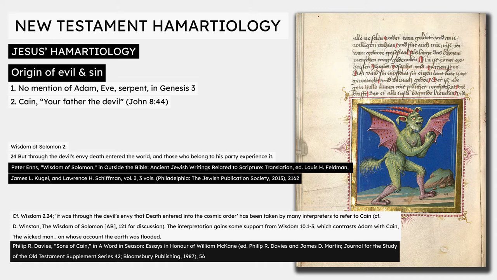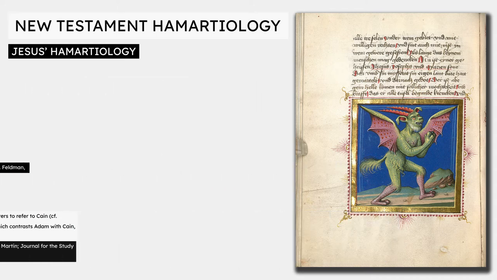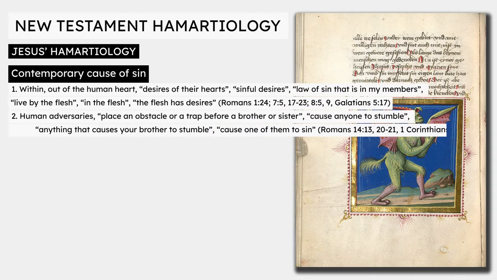I'll return to this passage in the next video, but for now, it's sufficient to point out that there is no clear allusion in John 8:44 to a supernatural evil being, and there are good socio-cultural grounds for understanding it as a reference to Cain. Now let's move on and see what Jesus says about the cause of contemporary sin. First, we find Jesus attributes this consistently to natural human impulses.